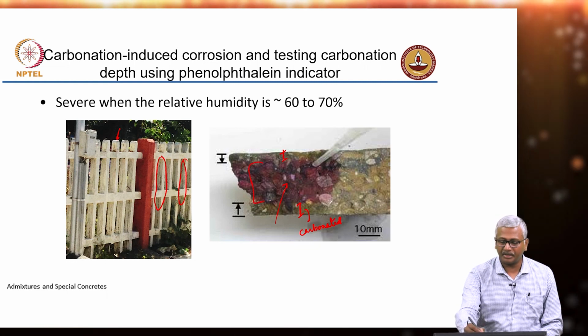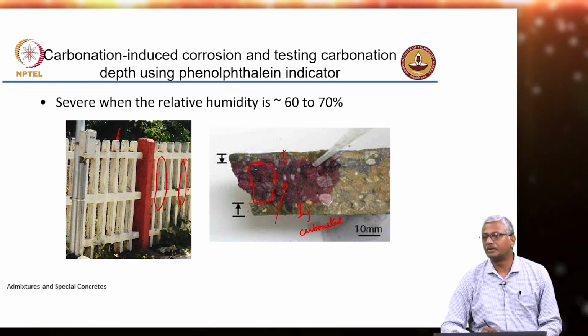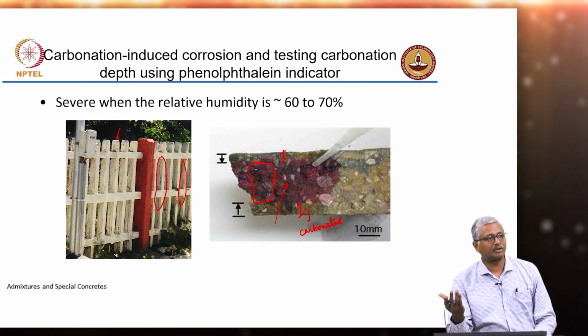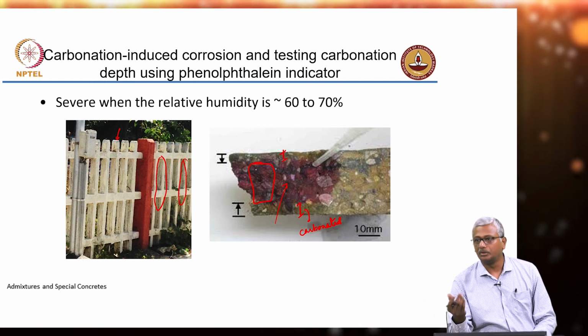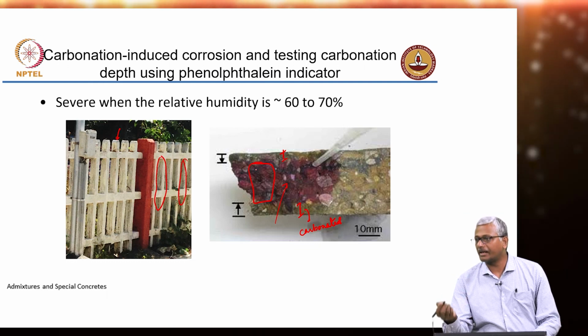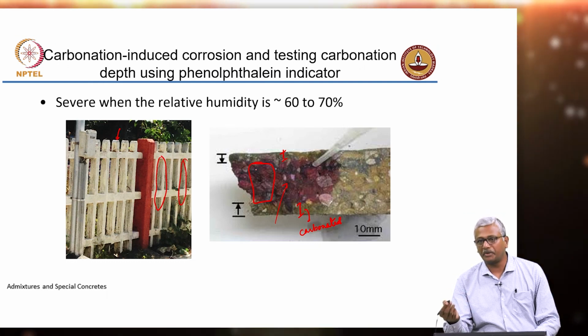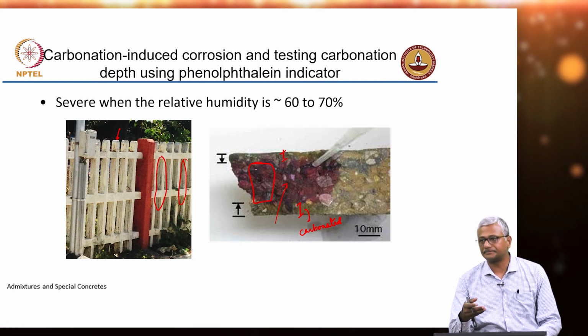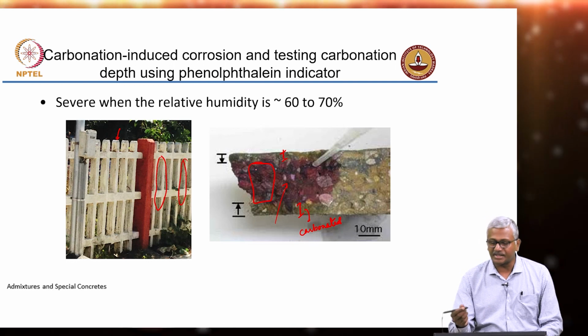Wherever you get pink coloration is a zone which is not carbonated, which is high pH. You would have done the phenolphthalein test in chemistry lab in school. In alkaline environments, it turns pink. It is colorless when the pH reduces to around 9. So, why does carbonation reduce pH?